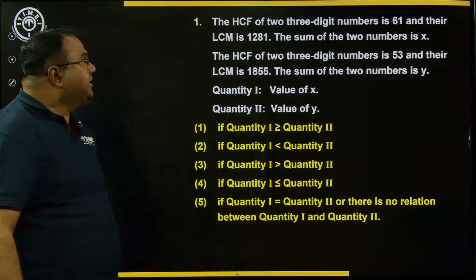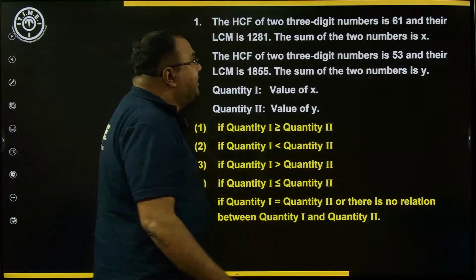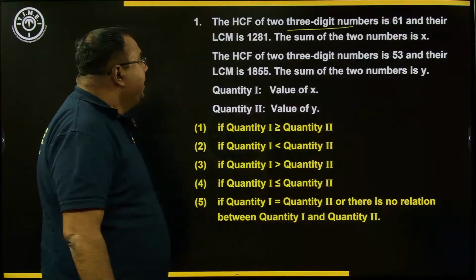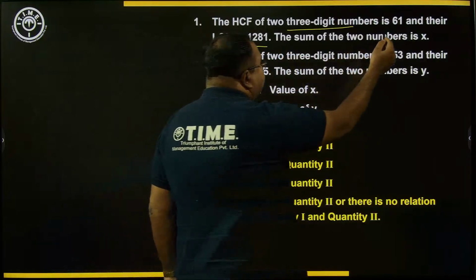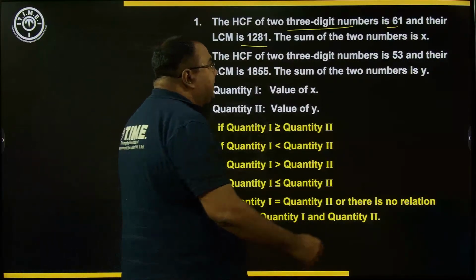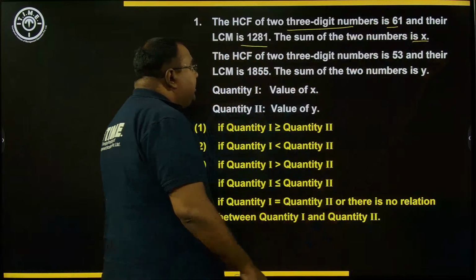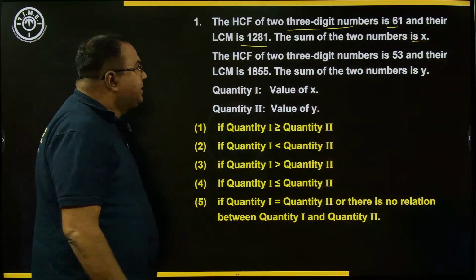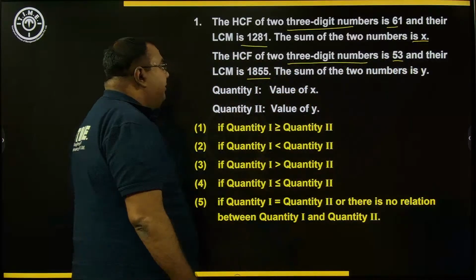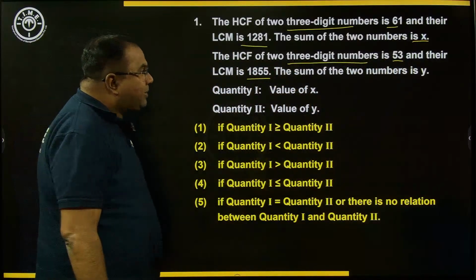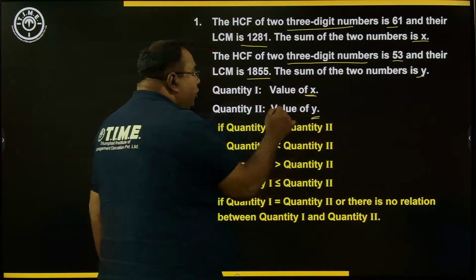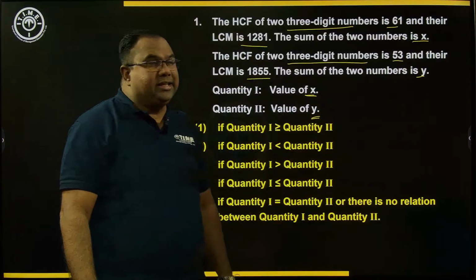It's based on numbers. HCF of two 3-digit numbers. You have to be careful. Two 3-digit numbers. HCF is 61 and their LCM is 1281. Okay, HCF 61 and LCM is 1281. Sum of the two numbers is X. Second condition, HCF of two 3-digit numbers, here also it is 3-digit numbers, is 53 and their LCM is 1855. Sum of the two numbers is Y. So quantity 1, value of X, quantity 2, value of Y. You need to establish the relation between X and Y.